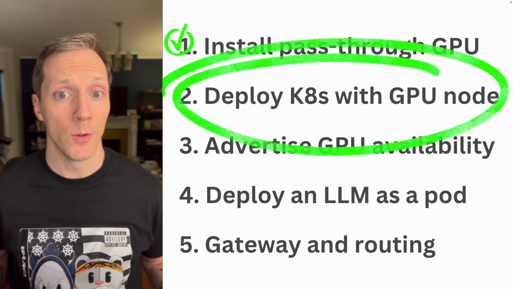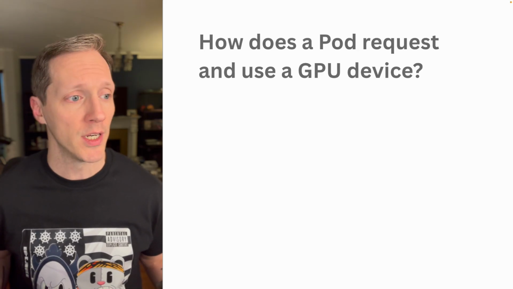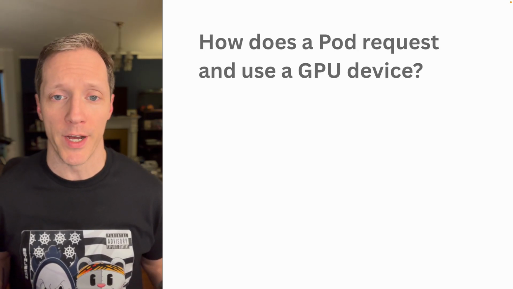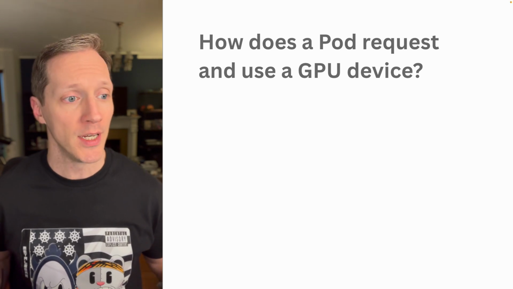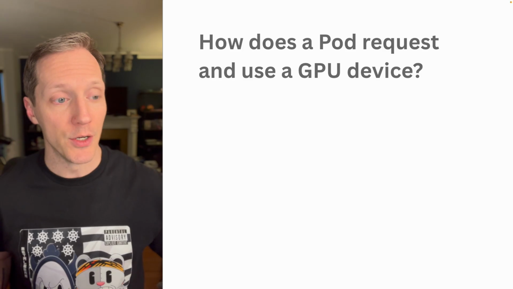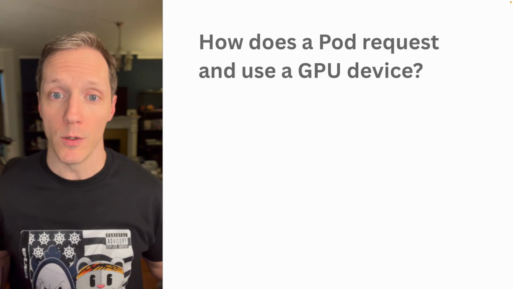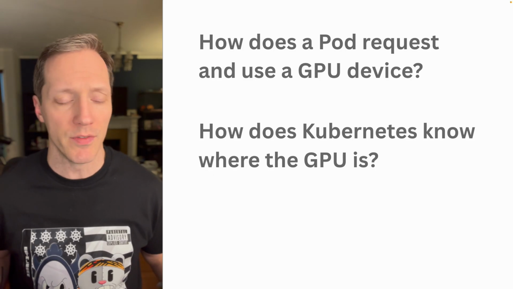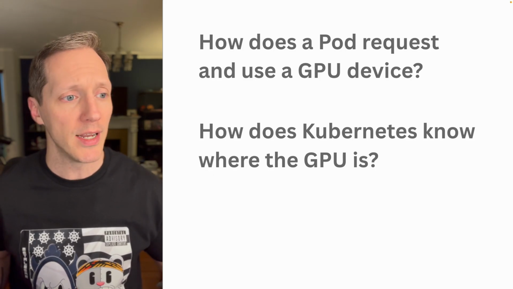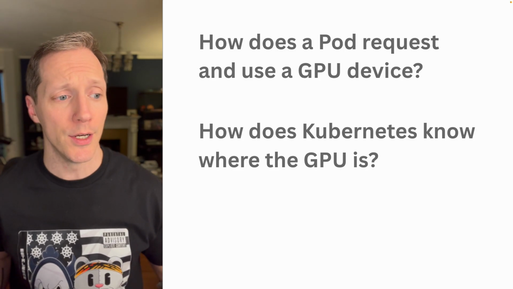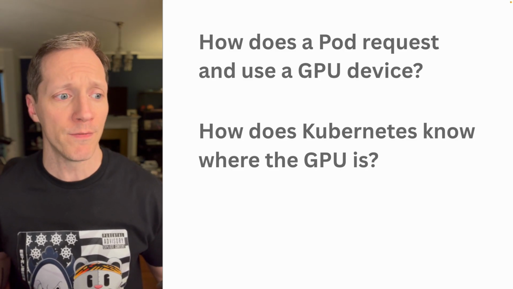Cool. In the previous video, I mentioned that this all came about at KubeCon, where I had the question, how does a pod request and use a GPU device? There's a lot of layers between the running pod that we deploy when we run kubectl and the underlying hardware on the node. That leads to the next obvious question: how does Kubernetes even know where the GPU is? If a pod can request a GPU, that means the kube scheduler knows where the GPU is. It knows where to find it.